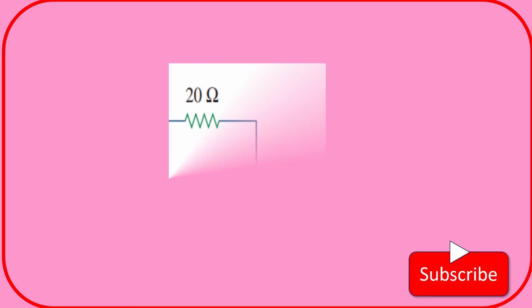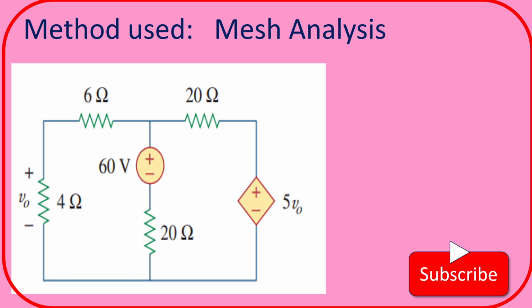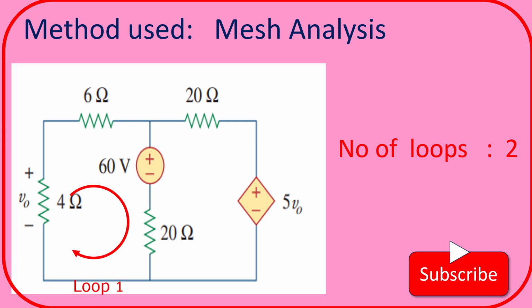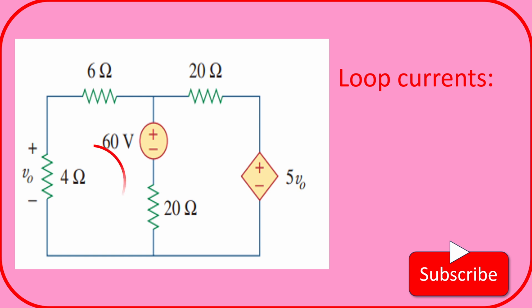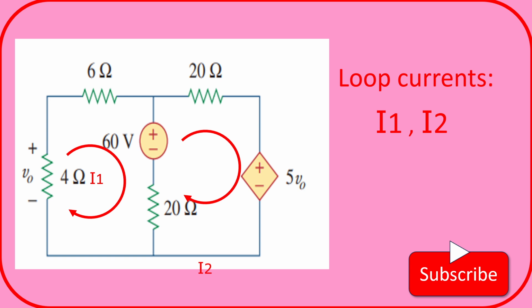And in order to find V0, what are all the methods or tools used? Here we are going to use mesh analysis, and here we have two loops. This is loop number 1 and this is loop number 2. And here we have two loop currents being employed. This is I1 and the loop current 2 is I2.